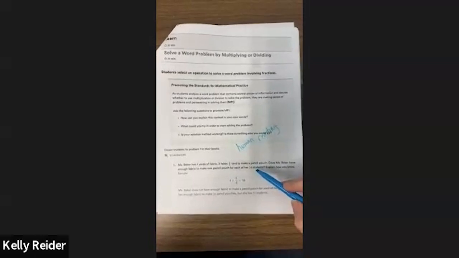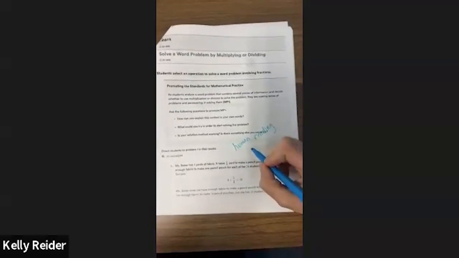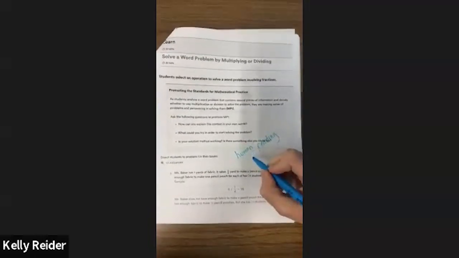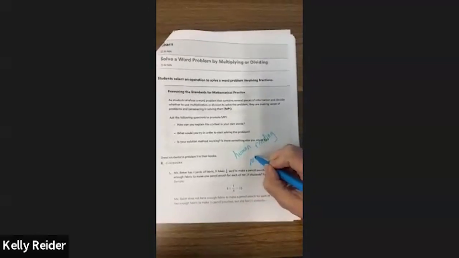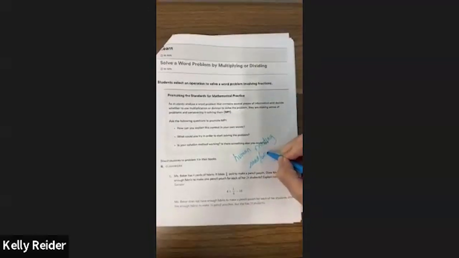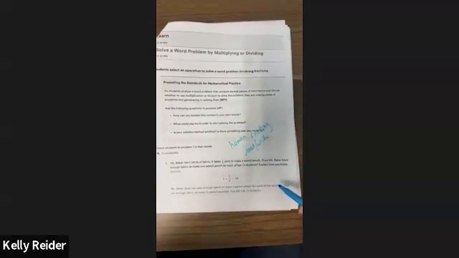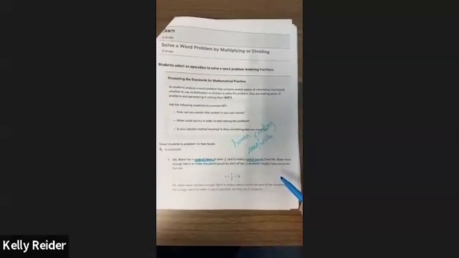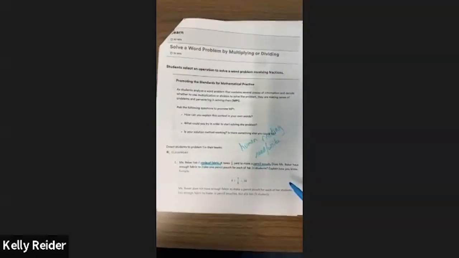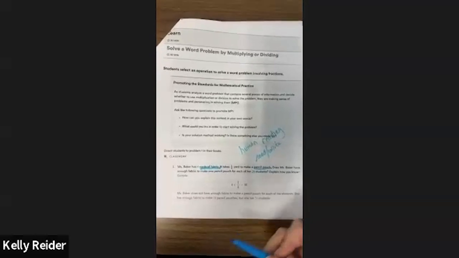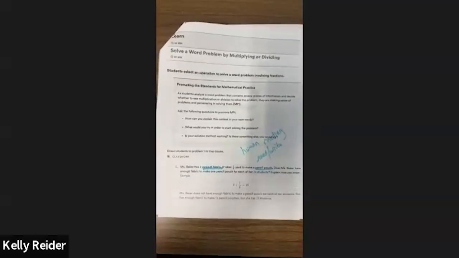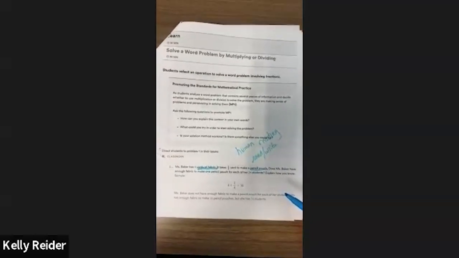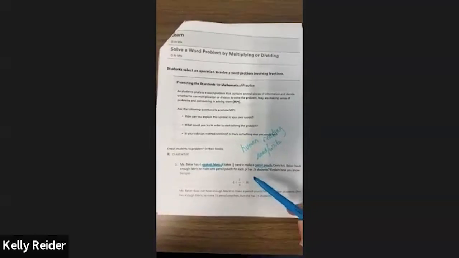You also could type these out into a Google Doc or something like that and use Google Read&Write or some kind of screen reader that would read the problem for them as an accommodation or as a support for this. You definitely need to provide some visuals for that and kind of explain what the problem is saying. I know they don't get all that support when it comes time for an assessment.